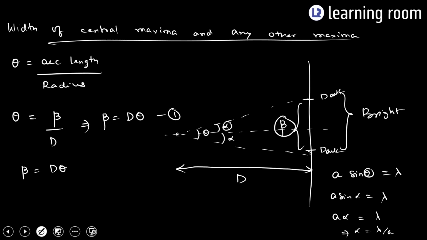So alpha is equal to lambda divided by A, and we wrote beta is equal to D into theta. Listen to this. Can I write this theta as 2 times alpha? So I write it as D into 2 into, what is the value of alpha here? It is lambda by A. So beta will be equal to 2 into lambda into capital D divided by A. Let me call this 2. This is the expression we are going to remember. The value of beta in terms of wavelength, the distance from the opening to the screen, and the width of the slit is given as 2 times lambda into capital D divided by A.